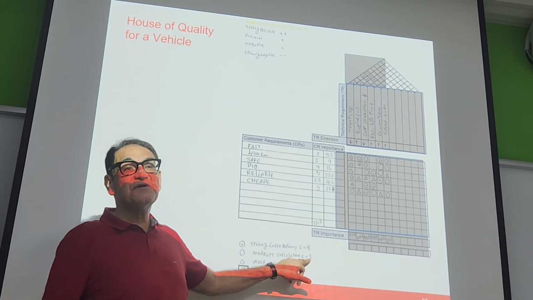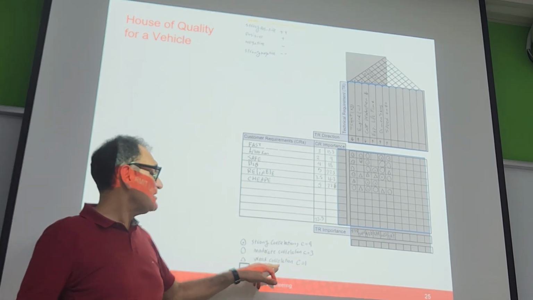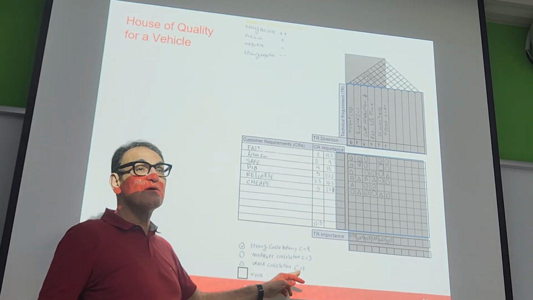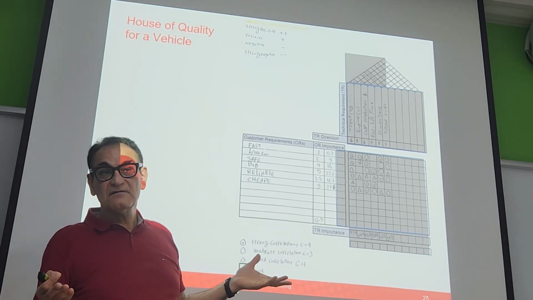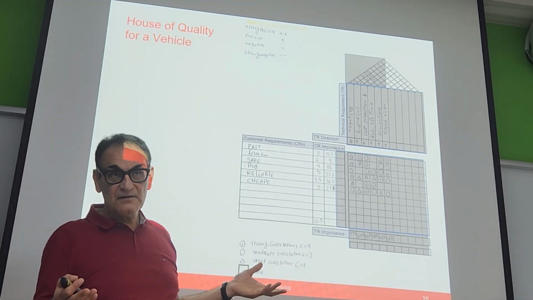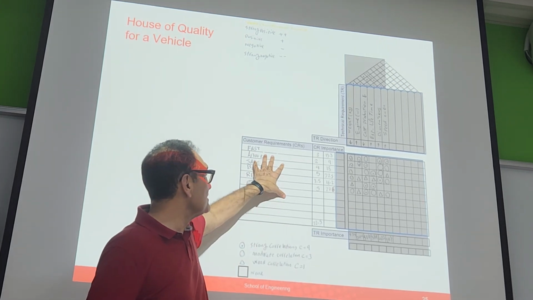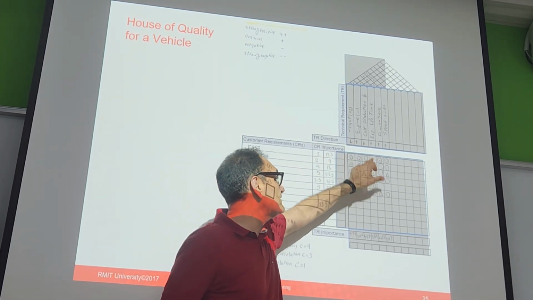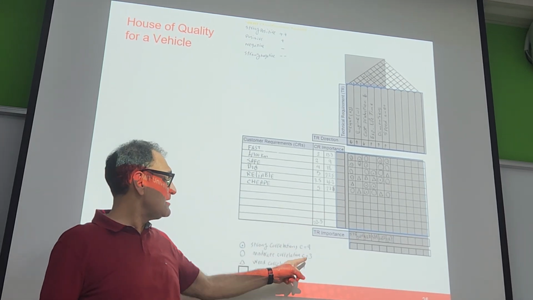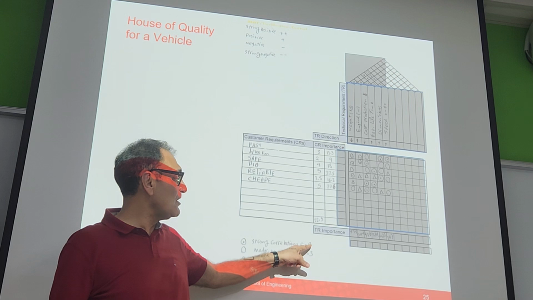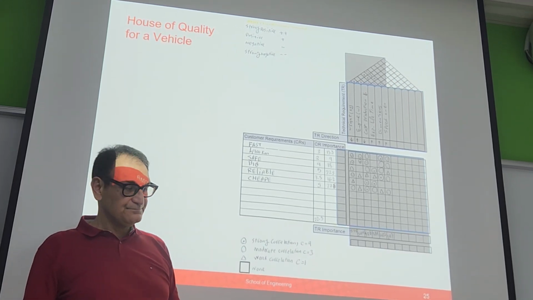Moderate, I put it 3. You can put it 4.5. Up to you. And weak, I use this, it means 1. You can put it 2. None means nothing. Okay, you understand me? I choose these for the correlation between customer and technical. Up to you. I put 9, 3, 1. You can put 9, 4.5, and 2 maybe. Okay.